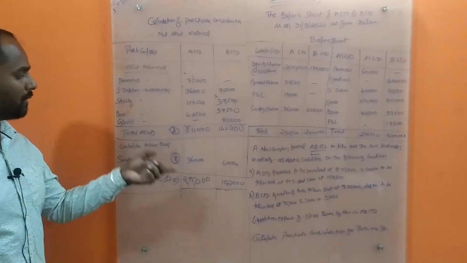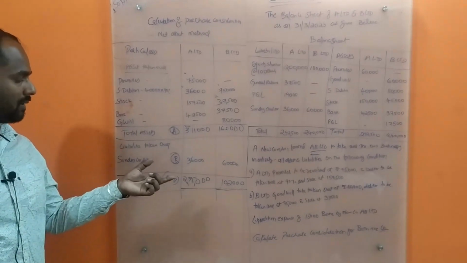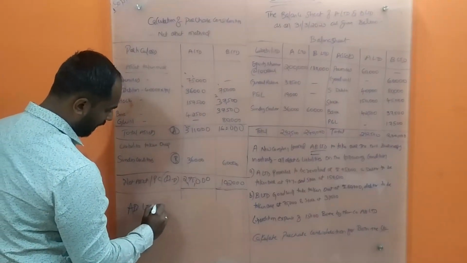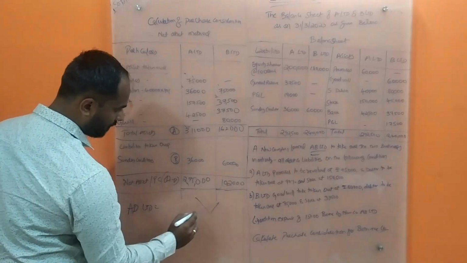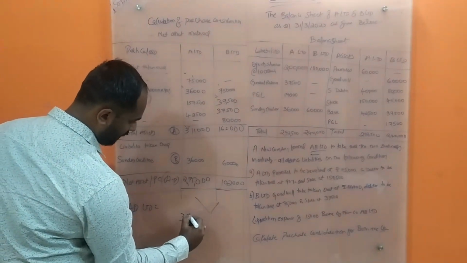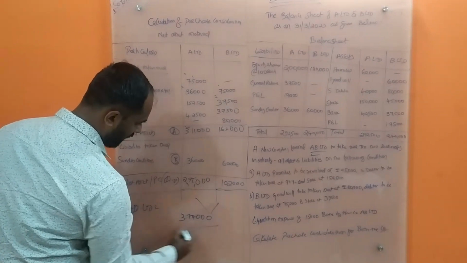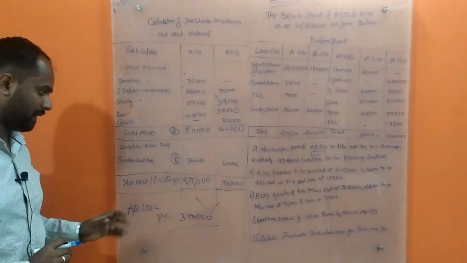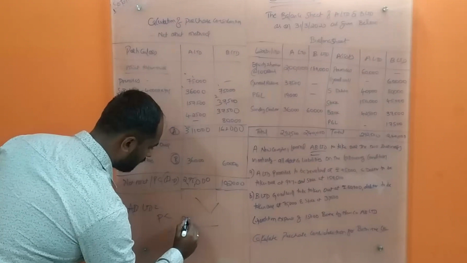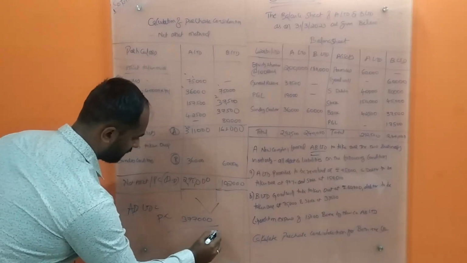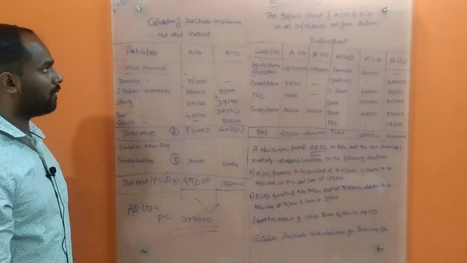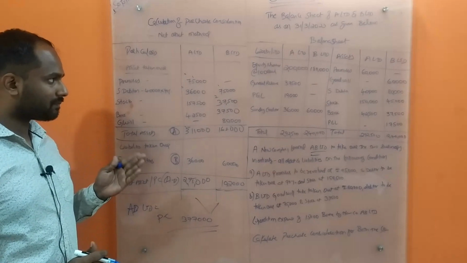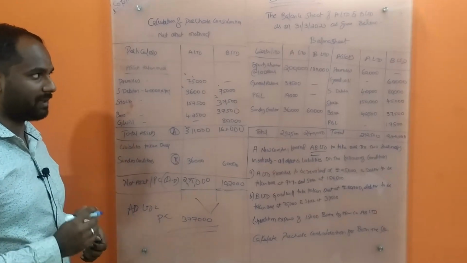So A Limited PC is 2,75,000, B Limited PC is 1,02,000. So for AB Limited, these two total how much? 3,77,000 is the PC that they have to pay to A Limited and B Limited put together. So the total PC is 3,77,000. That's it. This is your answer. Okay, this is illustration 2 or problem 2. This is the solution. This is an amalgamation problem, and this is one of the examination problems as well.